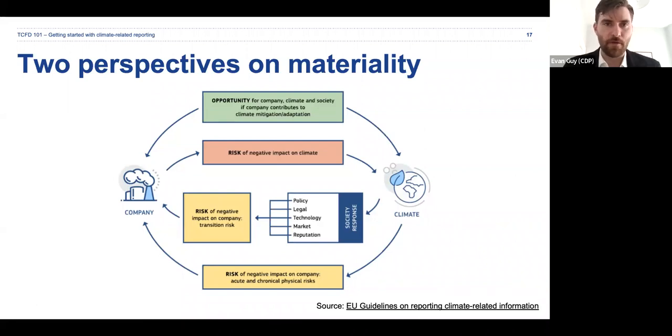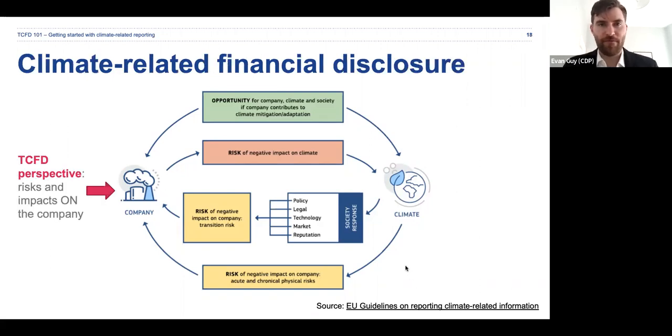And so you can see in this diagram taken from the European Commission's guidance that there are two key perspectives on materiality. On one hand, we have single materiality, which focuses purely on the effects that climate risks and opportunities can have on the company and its bottom line. And then the second perspective, on the other hand, is double materiality, which focuses both on the effects of climate risks and opportunities on the company and its bottom line, as well as the impacts that the company has through its activities and operations on the climate itself. These are both slightly differing perspectives, but both very important perspectives for businesses to consider when they're thinking about what are real issues for them to report on to their stakeholders. But we're here to talk about the TCFD today, and so the focus really is with the TCFD on that first perspective.